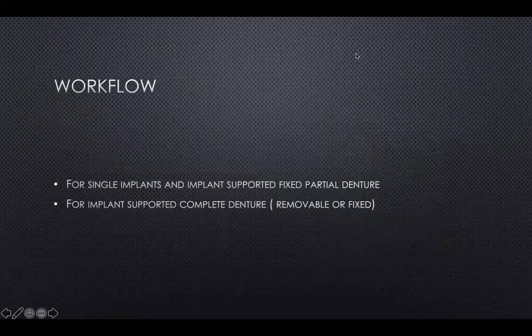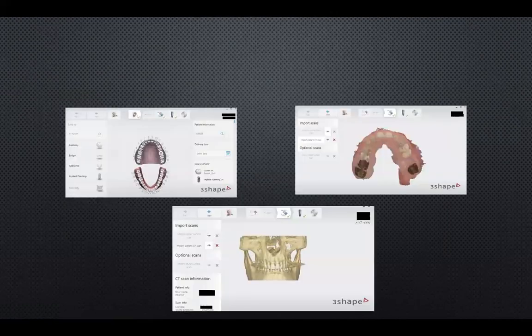So how does the workflow look like for single implants and for complete denture cases? Let's look at it. Here, I'm using 3Shape software. First, we start by telling the system what type of restoration we are doing, what type of implant we are doing, and the tooth number. And then we upload our intraoral scan, as you can see here, and then we upload our CT scan.